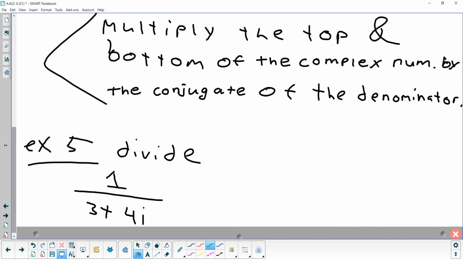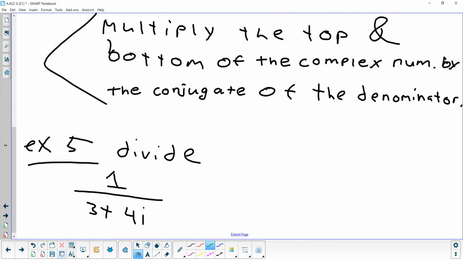So here's an example where there are no decimals in the original problem. Right? You have a 1, a 3, and a 4. But when you write the final answer, it will be a fraction. Okay? It will have a decimal in it. But I'm not going to change it to a decimal if I have a problem. I usually leave it as a fraction. All right, so let's divide 1 by 3 plus 4i.